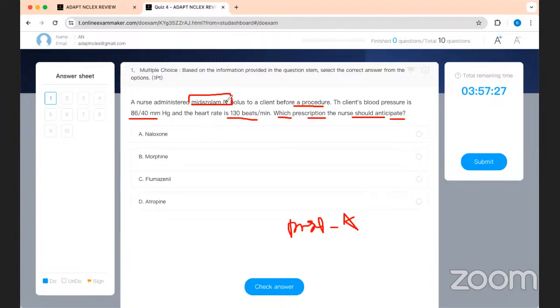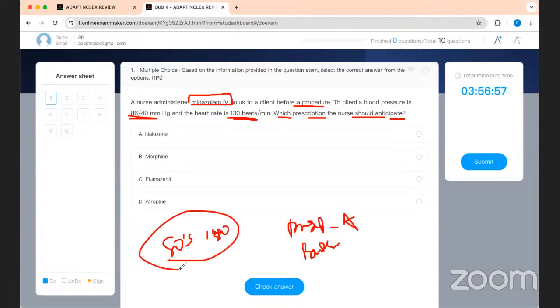What is the case? I give a patient midazolam for a procedure. Now the blood pressure is 86/40, heart rate of 130. What are your buzzwords? Your buzzwords are heart rate 130 and blood pressure 86/40. What does that tell you? If I tell you a patient's blood pressure is systolic in the 80s and the heart rate is in the 130s, what does that represent? This patient is in shock.